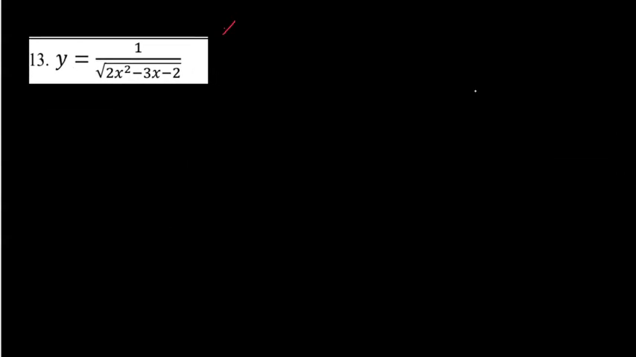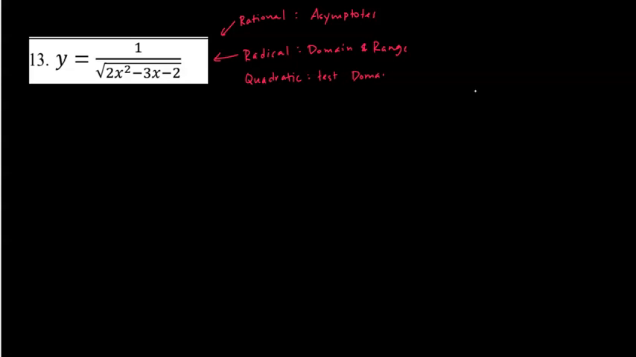Now remember, I told you this is a triple whammy. This is a rational, where the asymptotes are going to come from. And this is a radical, which is where the domain and range are going to come from. But it's also a quadratic in the denominator. Well, the radicand is a quadratic. So you have to test the domains.